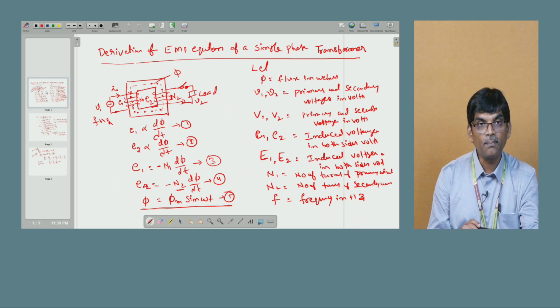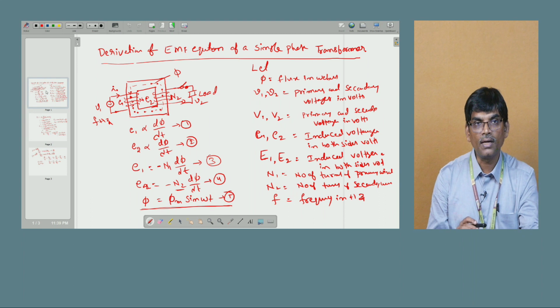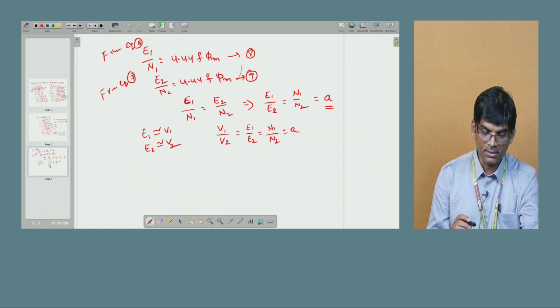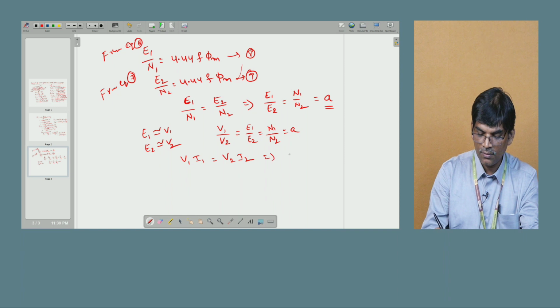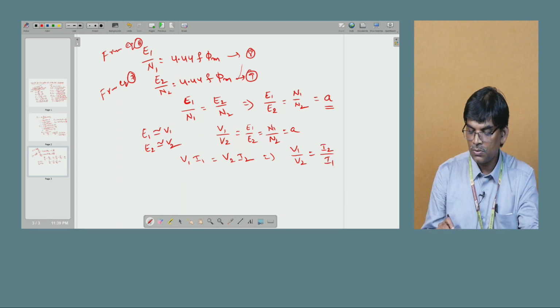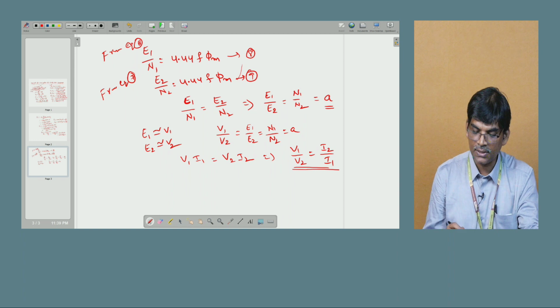Another important point: in the transformer, power is the same on both sides, since we are transferring power from one circuit to another circuit. Considering the ideal condition with no losses, the apparent power on the primary side V1 I1 is equal to V2 I2. By using this equation, V1 by V2 is equal to I2 by I1. So this is another representation.